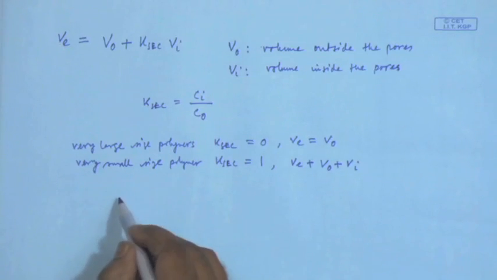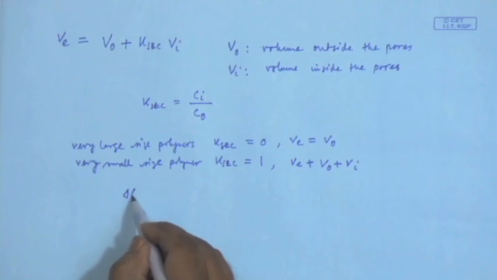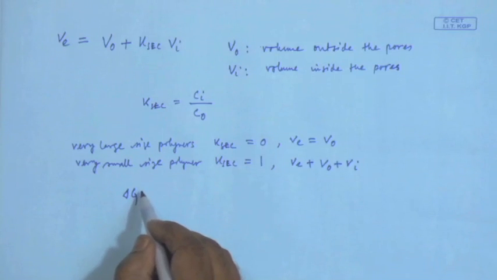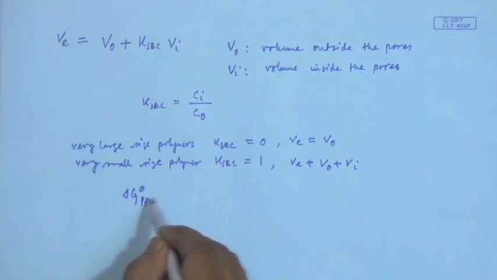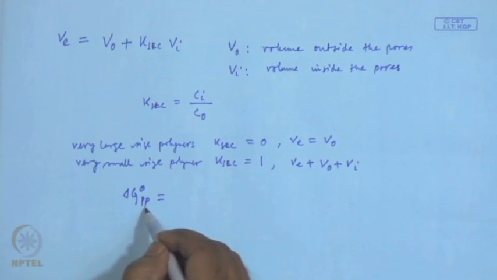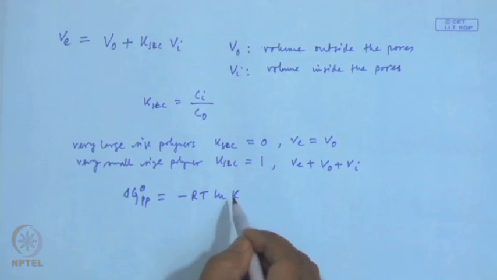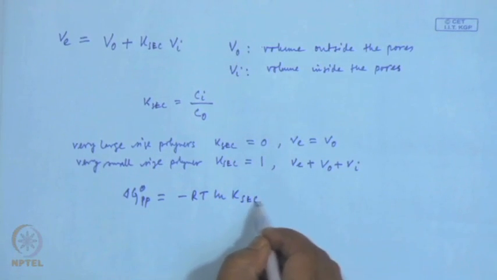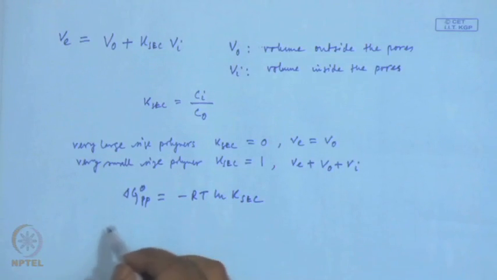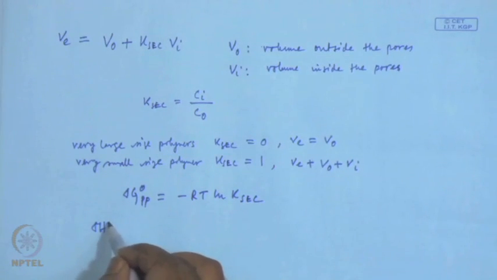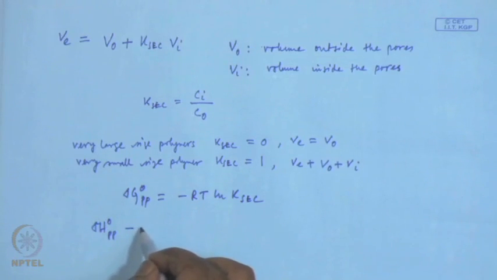Now, from our thermodynamic knowledge, we can simply write that delta G0 for pore penetration, Pp, is given by minus RT ln K_SEC, and delta G0 can be written as delta H0 Pp minus T delta S0 Pp, where H is the enthalpy and S the entropy.